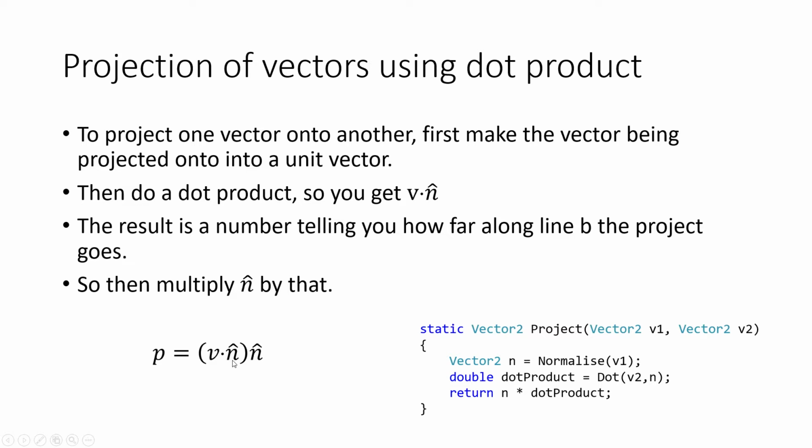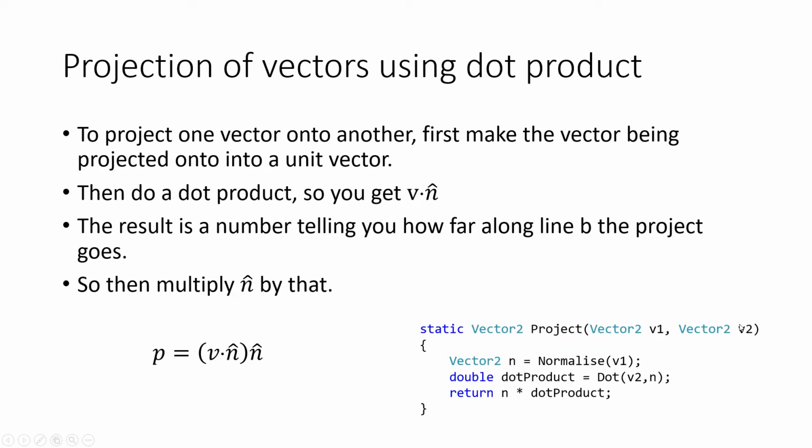So v dot product n hat is a dot product. It will give you a scalar. So then you use that scalar to scale up the n hat, which is the vector. So you do end up with a vector eventually. If you didn't have that factor in there, then you would have ended up with a scalar, which wouldn't be much use.